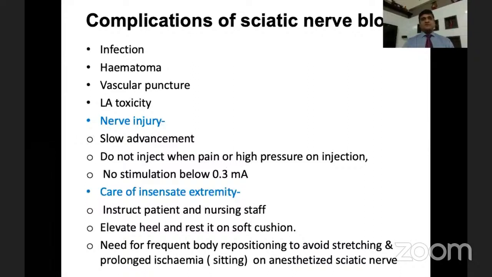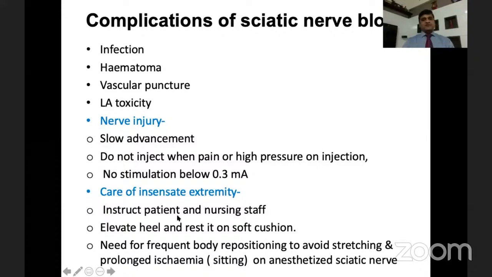Complications of sciatic nerve block are infection, hematoma, vascular puncture, local anesthetic toxicity, and nerve injury. To avoid nerve injury, one should do slow advancement of the needle towards the nerve. One should not inject the drug when there is pain or high pressure during injection. One should not inject the drug when there is stimulation below 0.3 milliamperes.